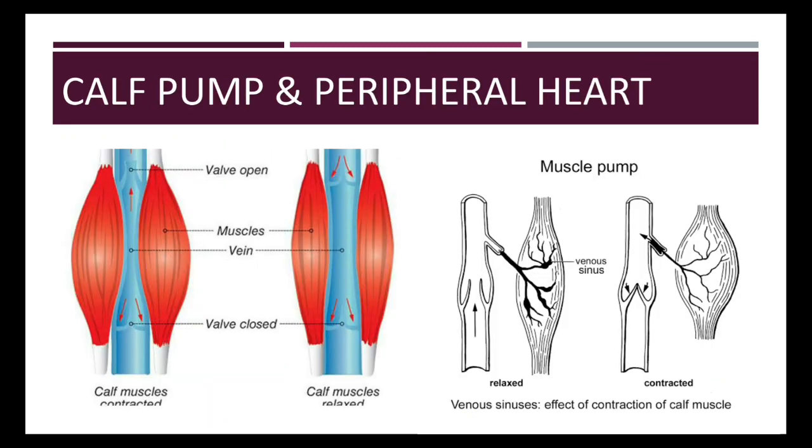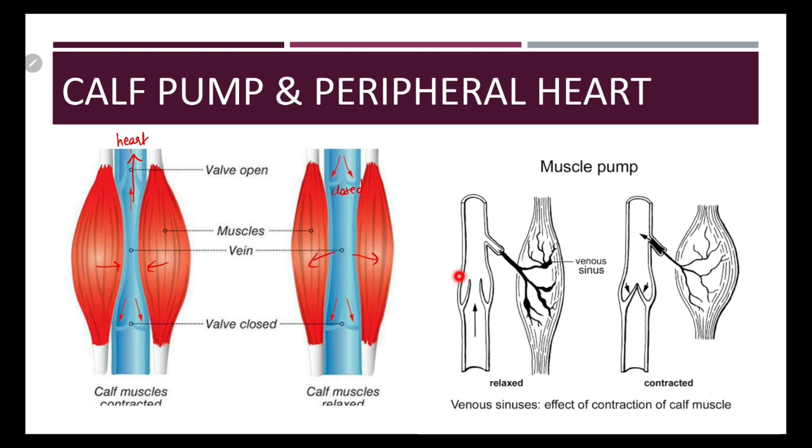Then we have calf pump and peripheral heart. In upright position, the venous return from the lower limb occurs against gravity and depends mainly on the contraction of the calf muscles, and therefore these muscles are termed as calf pump. So you can see this as the muscle is relaxed. Here the valves are closed, but when the muscle contracts, the upper valves open, keeping the lower valves closed, and hence the blood moves towards the heart.